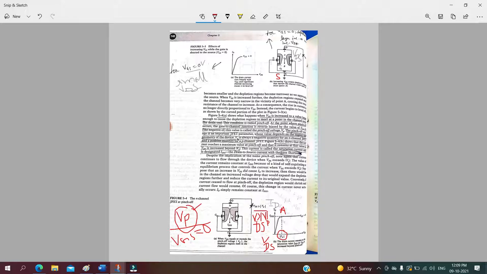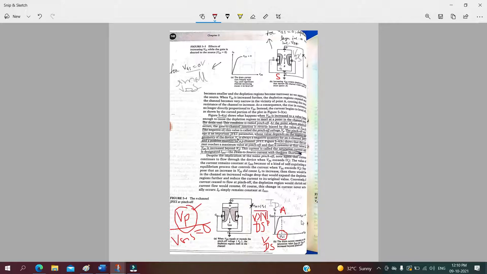But the channel width does not reduce to 0. Current will still flow through this constricted channel. Here the channel width reduces to a minimum constant value and current flows through it. Current will level off and become constant. So when VDS becomes greater than the magnitude of VP, the current will become constant.